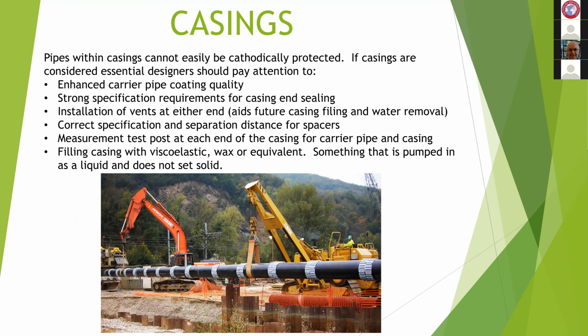For casings, because you've got a steel shield around your pipe, it's difficult for us to get any current in there. So you really need to look at your casing requirements very carefully. And if you do need them, then try and have a much enhanced carrier pipe coating quality and strong specification and inspection requirements for the casing end seals. That's what always fails, always. People think they can just go along and wrap a little plastic boot around the end and put a Jubilee clip, glorified Jubilee clip, around it, and everything's going to be fine. It won't, it'll always leak.